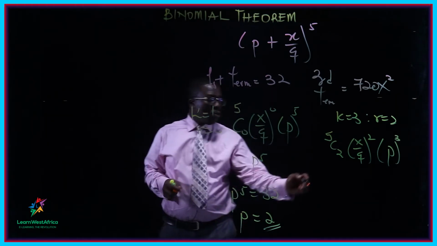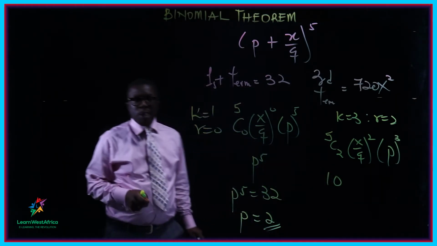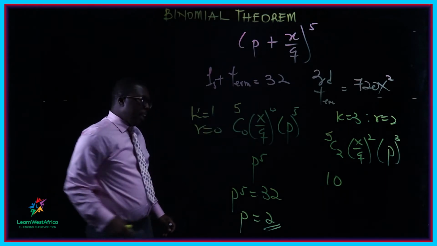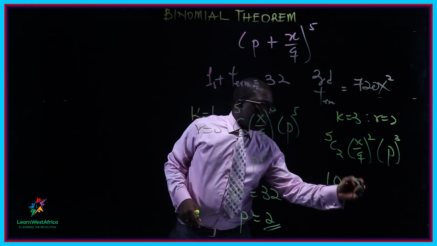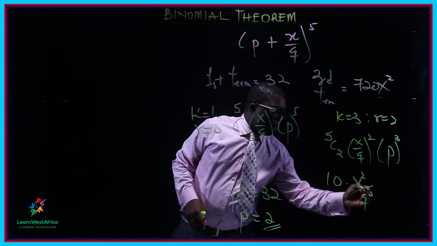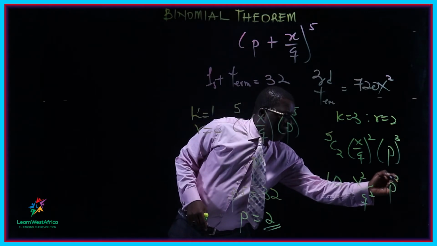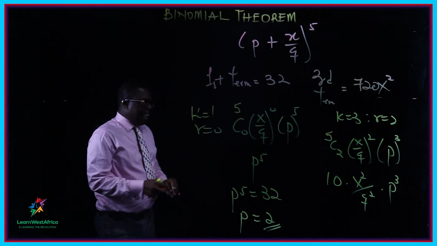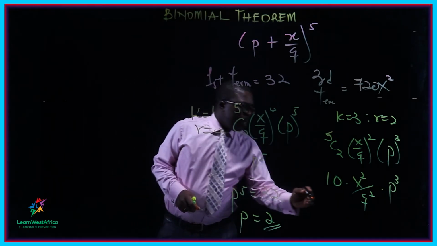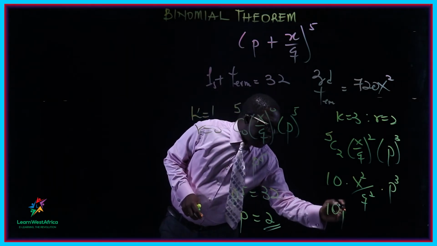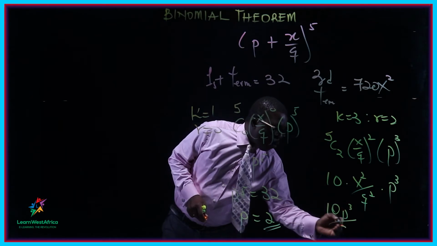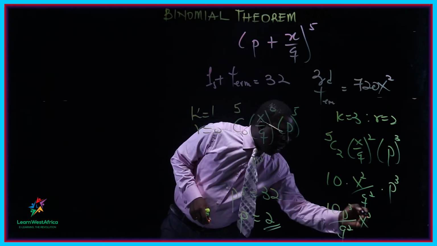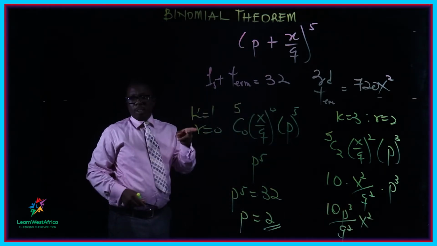Okay, so 5 choose 2 with your calculators, that should give you 10. Then you're going to have times x squared over q squared times p cubed. Please, this is not a point, it's times. Just remember, times. All right, so this means that you're going to have 10p cubed over q squared times x squared. That is your third term.